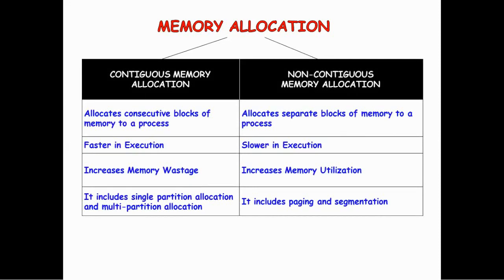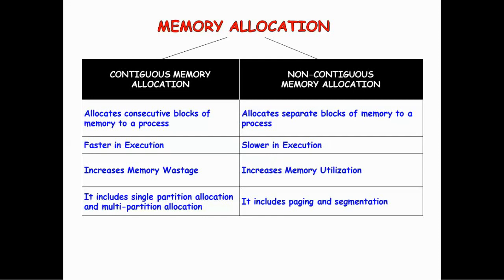Contiguous allocation allocates consecutive blocks of memory to a process, which means continuous memory blocks are allocated to a process. Non-contiguous memory allocation allocates separate blocks of memory to a process. Contiguous allocation is faster in execution, whereas non-contiguous allocation is slower in execution. Contiguous allocation increases memory wastage. Non-contiguous allocation increases memory utilization.